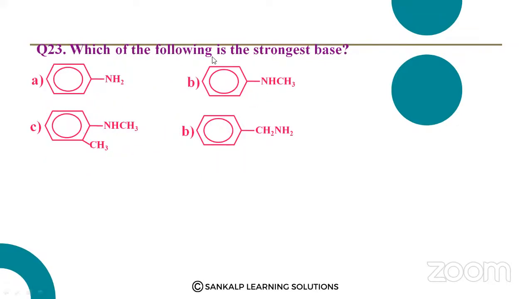Which of the following is the strongest base? A is the right answer. It is the strongest base among these because the lone pair of electrons is not involved in conjugation with the ring. So it is the strongest base among the following.